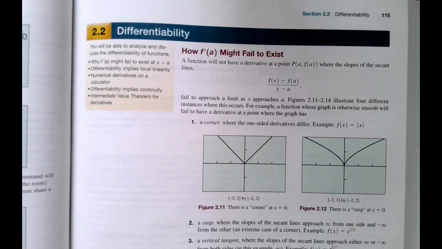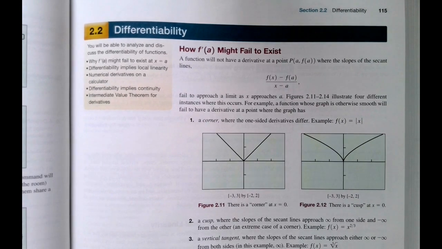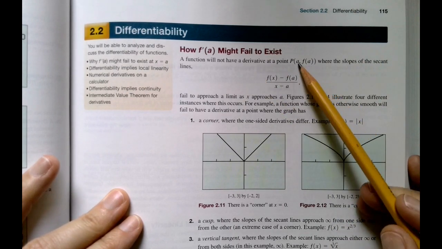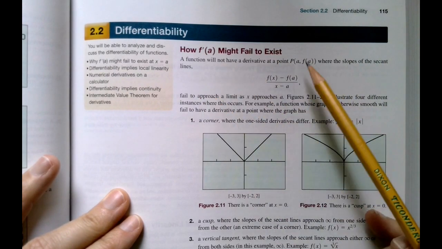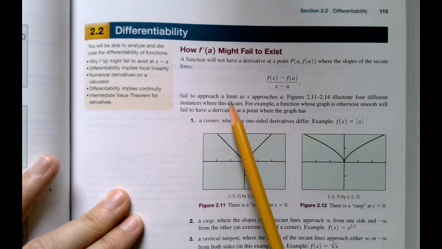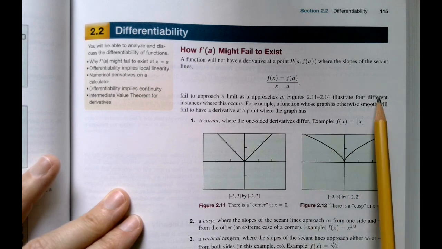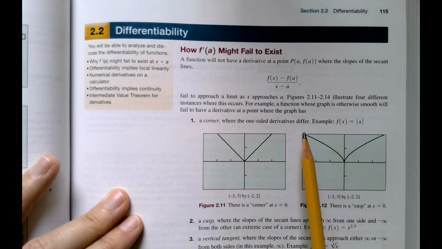Now that we know we can find a derivative, which is a super helpful function for us, we can't assume it always exists. So what are some examples of when it may not exist? A function will not have a derivative at some point a, f of a, where the slopes of the secant lines fail to approach a limit as x approaches a. There are four general scenarios that show these different instances.